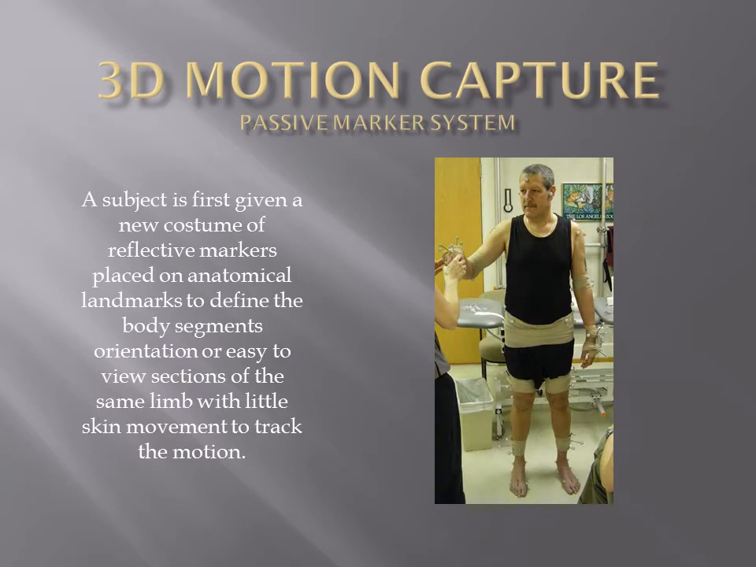We start off with our subject and a new costume of reflective markers placed on anatomical landmarks, defining the body segments, orientations, and positions, and another set of markers on the same segments on easy-to-view sections which have little to no skin movement if possible. This provides us the method of doing what's called 6 degrees of freedom, of looking at all the motions of each of those limbs with as little error as possible.